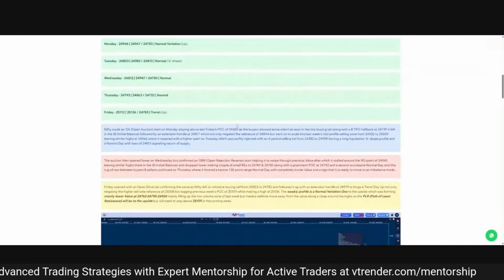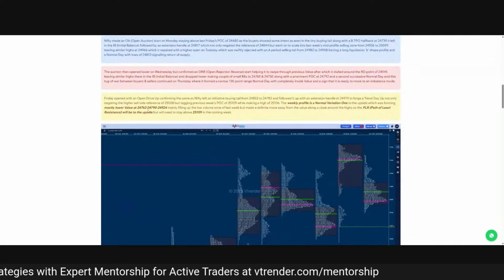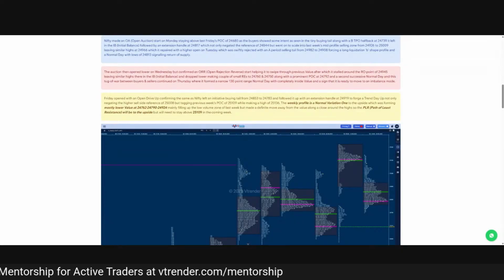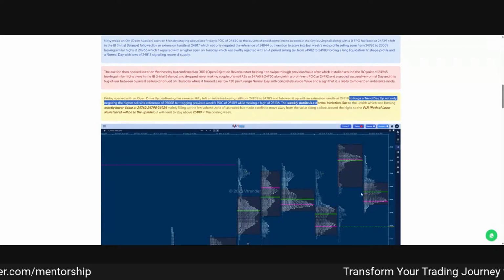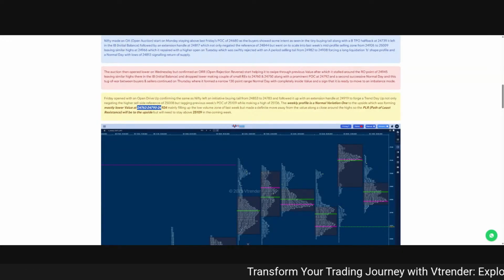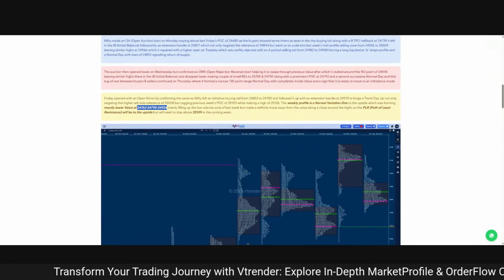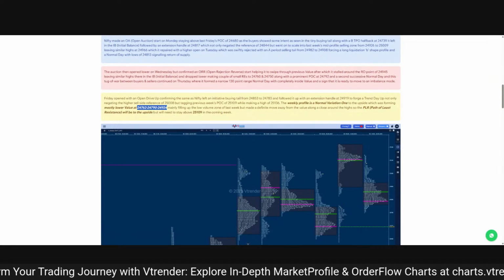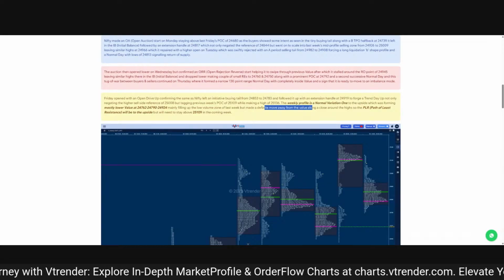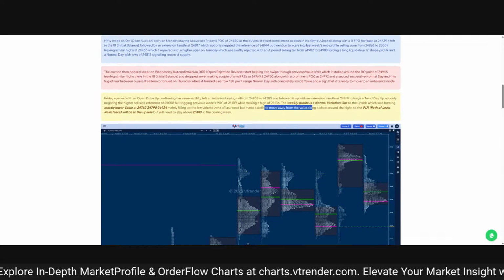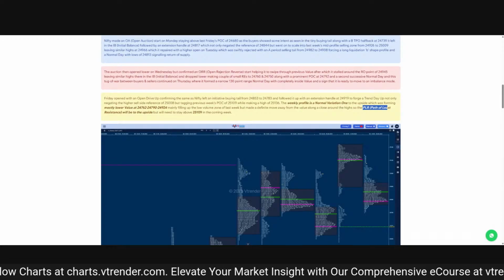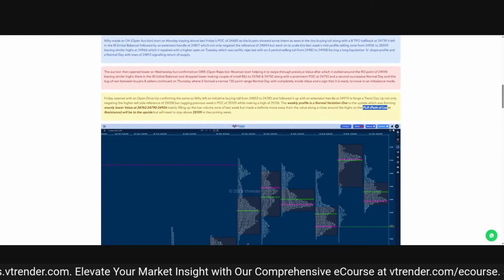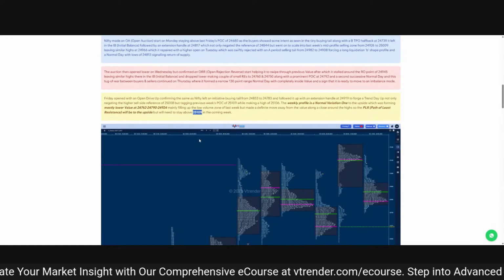So what was the view for this week? The weekly profile is a normal variation one to the upside, which was forming mainly lower value. So the value area was at 24762, 24790, and 24924. And it mainly filled up the low volume zone of last week, but made a definite move away from the value along with a close around the highs. So the PLR, because of the close being around the highs, was to the upside, but it needs to stay above this 25109 level.